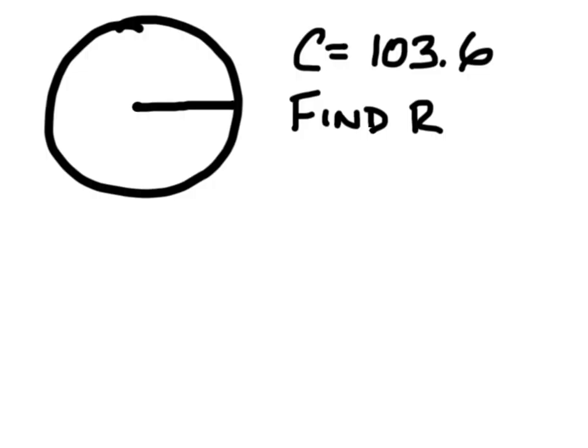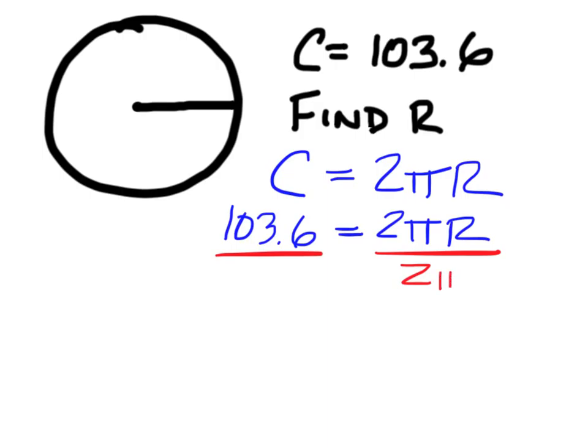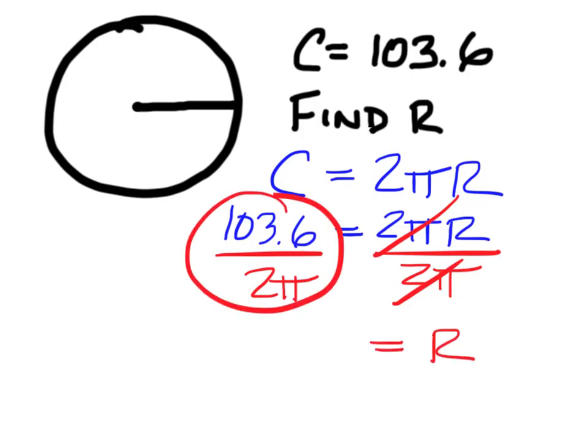Example 2. You're given the circumference, and you have to find r. The formula for circumference is C equals 2 pi r, and where you see the C, you want to put 103.6. And to get r by itself, you divide both sides by 2 pi. That gets rid of this 2 pi by the r, and you're left with just r on the right. But on the left here, you have to type that in and round to the tenths place.